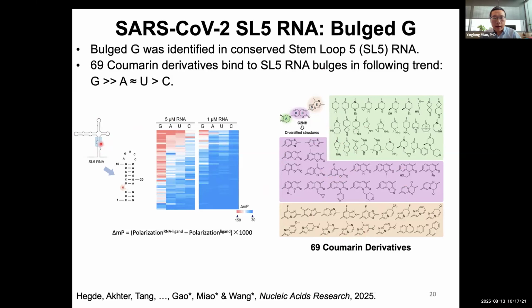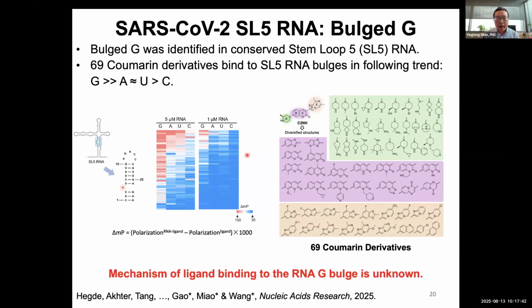And in the SL5, we also mutated this nucleotide G to A, U, and C. And we find this binding trend. The most preferred binding would be for G, followed by A, U, and C. The data here are very exciting, but we don't know how the compounds would selectively bind the G bulge.